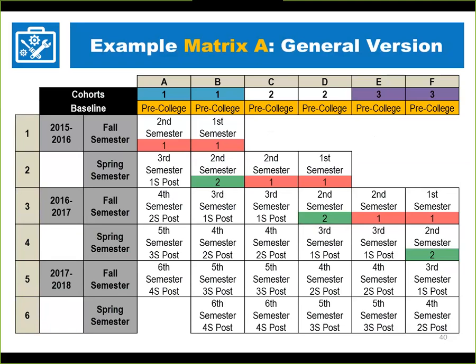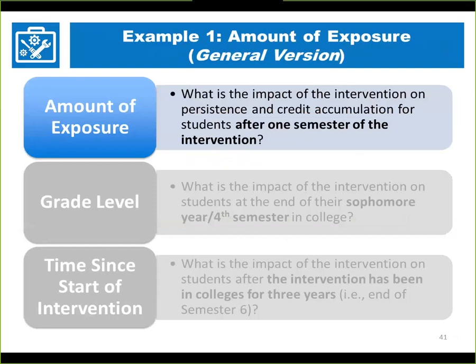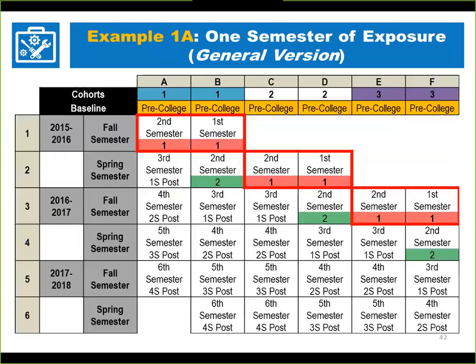We begin with example 1. What is the impact of the intervention on persistence and credit accumulation for students after 1 semester of exposure to the intervention? For this research question, the student sample would be comprised of students in cells representing 1 semester of exposure, regardless of their grade level and regardless of the program semester, the time since the start of the intervention.